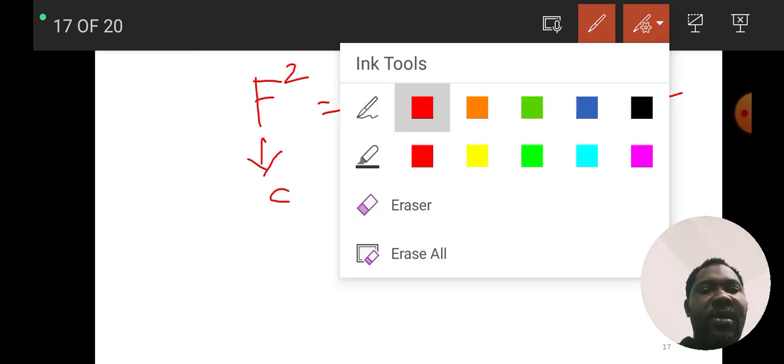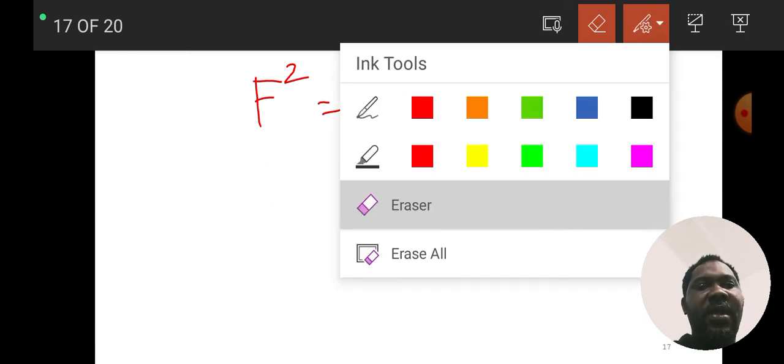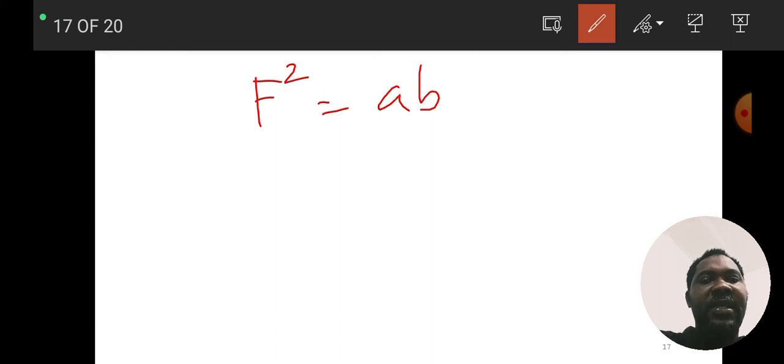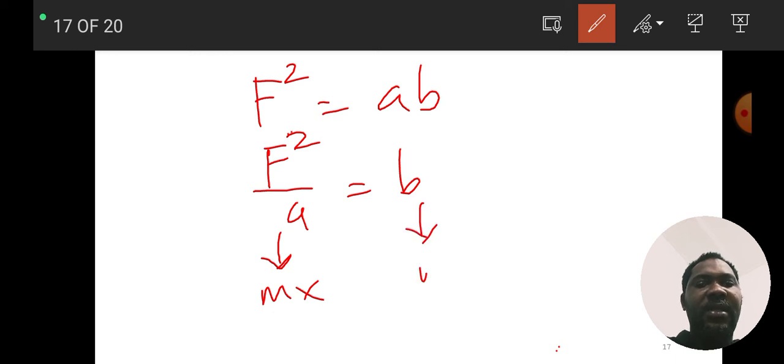Okay, so let me rub this off. So how do we transform this quickly? I can choose to divide both sides by a or divide both sides by b. They are both variables. If we do that, we're going to have f squared over a equal to b. So here now we can say that f squared over a is a constant times a variable, which is mx, where m is f squared and x is 1 over a. Then your b here, we can say it is y. So you see, this equation is y equal to mx.